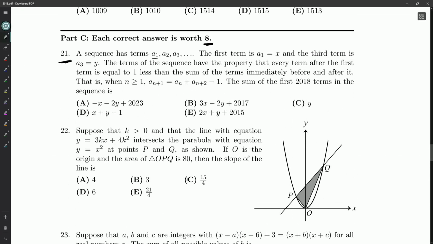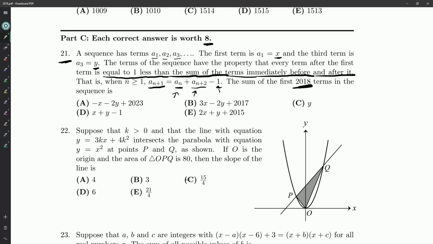A sequence has terms A1, A2, A3, and so on. The first term is x, and the third term is y, and they don't seem to be telling me these values. The terms of the sequence have the property that every term after the first is equal to one less than the sum of the terms immediately before and immediately after it. So they give us a nice little formula here: a_(n+1) is equal to a_n plus a_(n+2), the term before and the term after, and then we subtract off 1. The sum of the first 2018 terms in the sequence is.